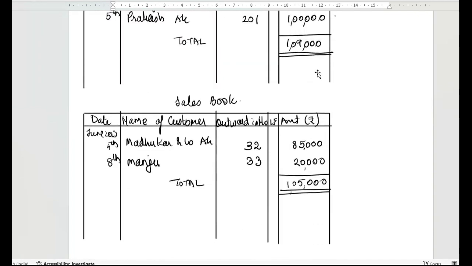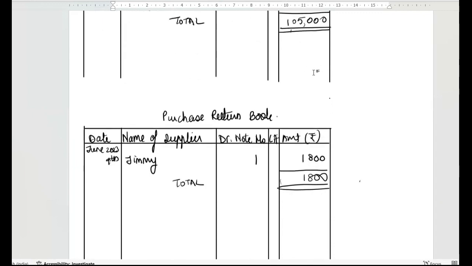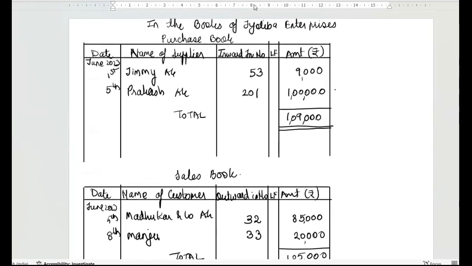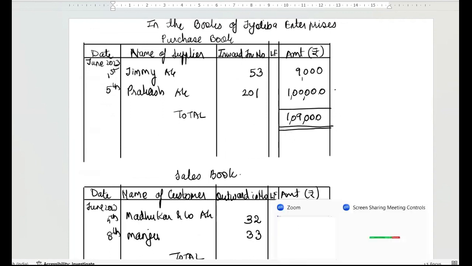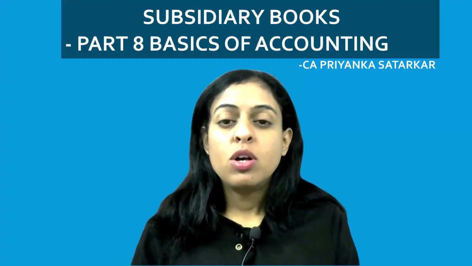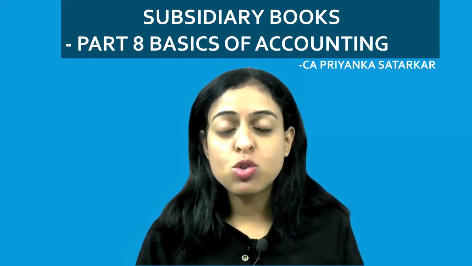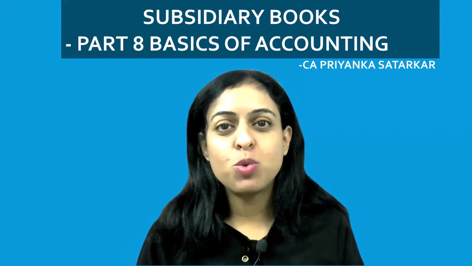This is how you write the purchase book, sales book, purchase return, and the sales return book. So format is known. The two important things to understand is credit transactions are recorded and no fixed asset transaction is recorded. These are two important points to remember whenever you prepare the subsidiary books. Fine. So hopefully you have understood all the subsidiary books, the four subsidiary books that we discussed: purchase book, sales book, purchase return, and sales return book.